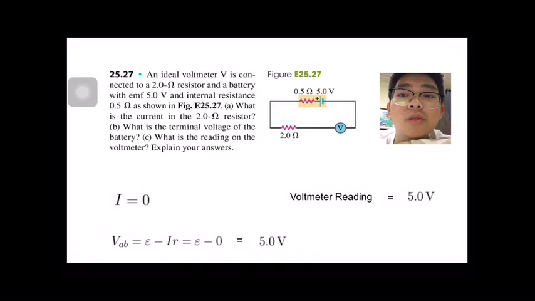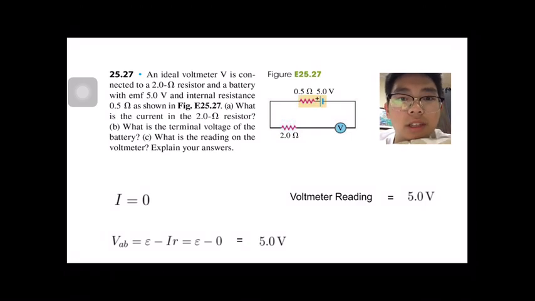So why is this? Look at the question. The question says that this is not just an ordinary voltmeter. This is an ideal voltmeter, meaning that in an ideal voltmeter, resistance is actually infinite. And due to the fact that the resistance is infinite, it serves as a blockage to this current, meaning that the current cannot move under an infinite resistance. So our I is equal to 0.